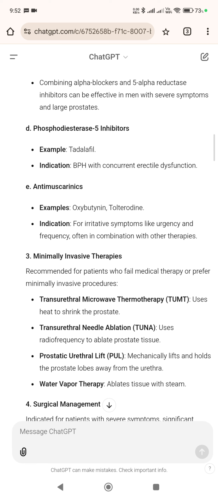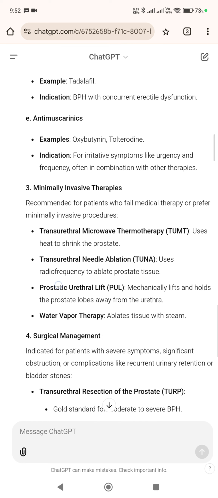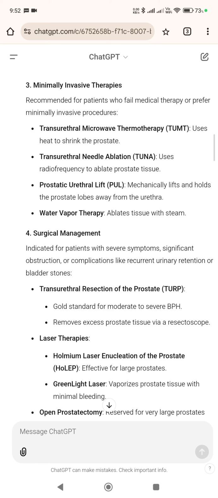3. Minimally invasive therapies. Recommended for patients who fail medical therapy or prefer minimally invasive procedures. Transurethral microwave thermotherapy, TUMT, uses heat to shrink the prostate. Transurethral needle ablation, TUNA, uses radiofrequency to ablate prostate tissue. Prostatic urethral lift, PUL, mechanically lifts and holds the prostate lobes away from the urethra. Water vapor therapy, ablates tissue with steam.